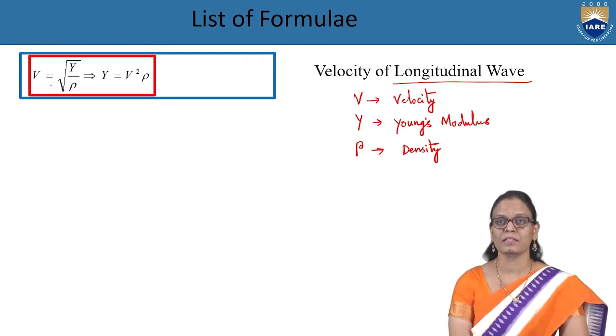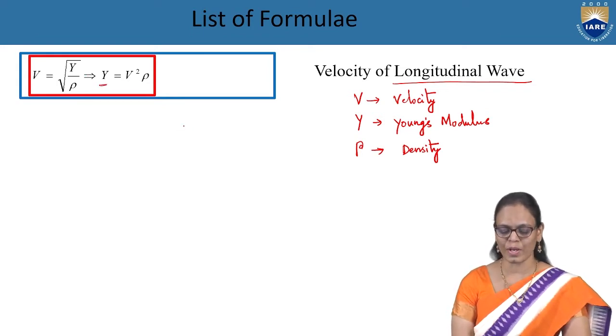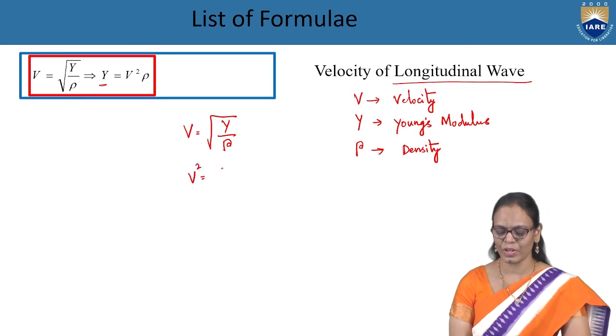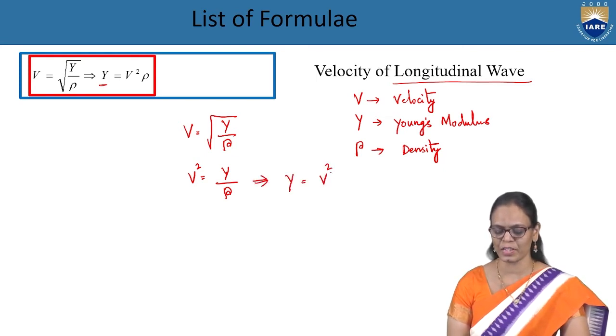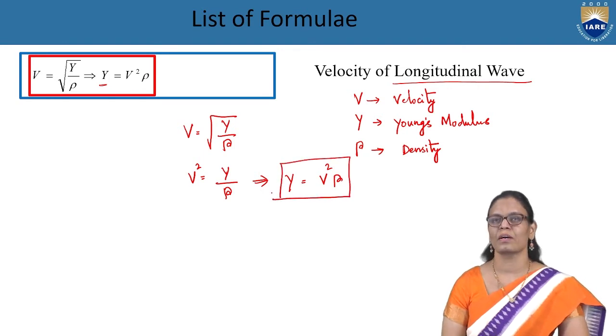In some cases, if V and rho are given and we have to find Y, we will simply do the squaring on both sides. V is equal to under root Y by rho. We can directly use the formula, or we can do squaring on both sides, and from here we can write the formula. We will transpose rho onto the other side. So we have Y is equal to V square rho.